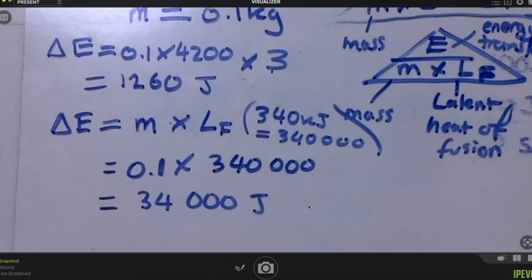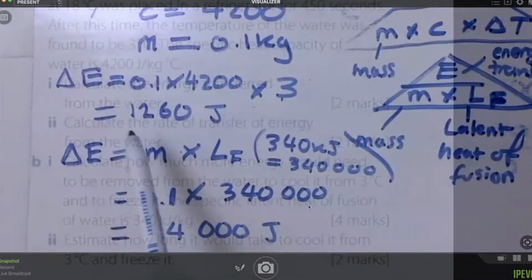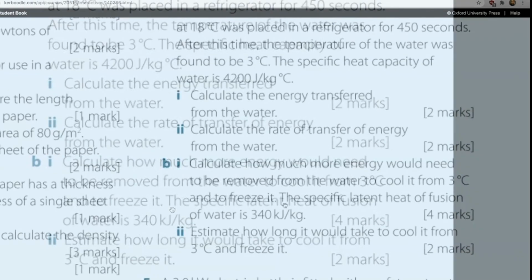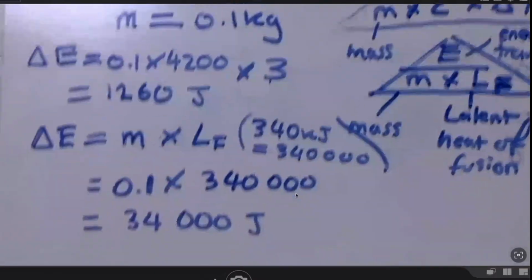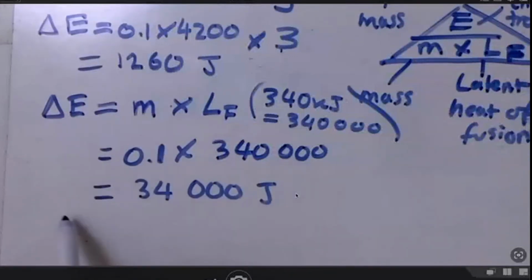If you did everything up to this step, you get 3 out of 4 marks, okay? To get the final 4th mark, what we need to do now is add these values together. It says, calculate how much energy would need to be removed from the water to cool it from 3 degrees and to freeze it. So we're told in the question, temperature has dropped and it has changed state, which means we want to work out the total energy that's been removed in this case. So let's add these two numbers together.